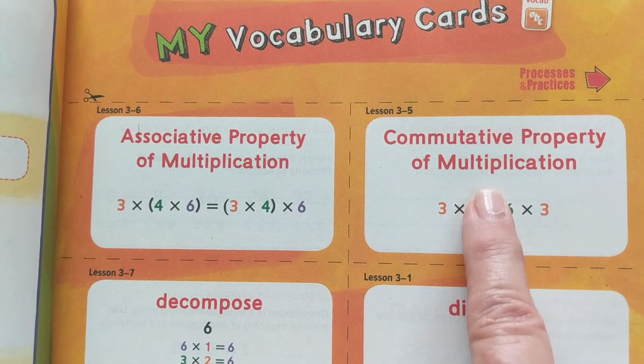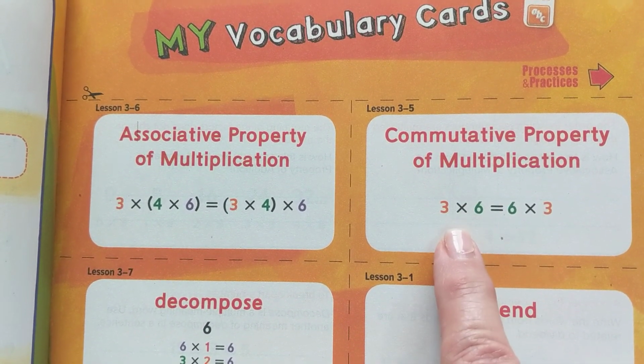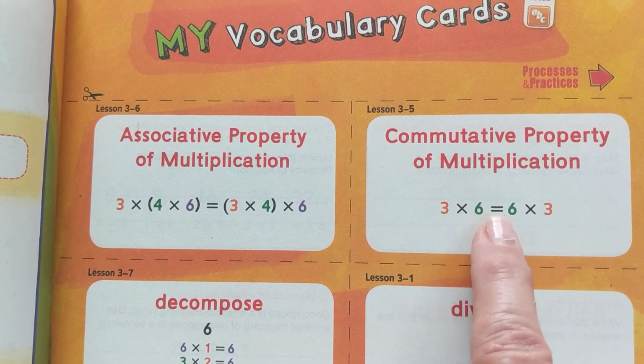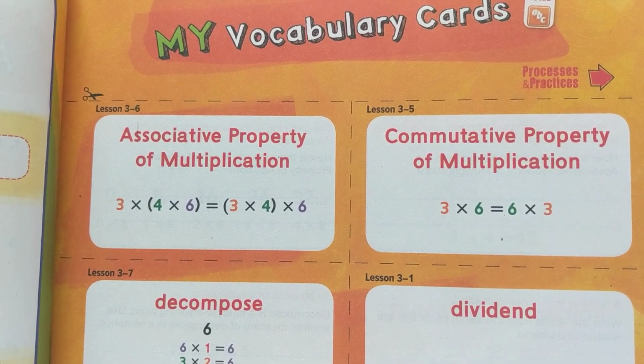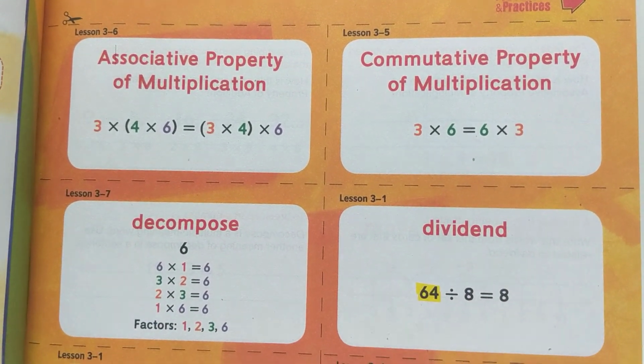And as you can see, the commutative property of multiplication is the same as the commutative property of addition. 3 times 6 is going to give us the same answer as 6 times 3. So multiplication and addition are similar in that respect.